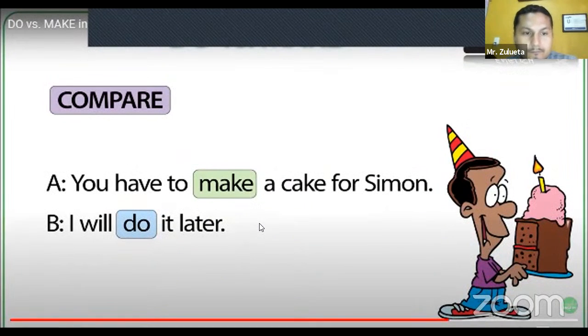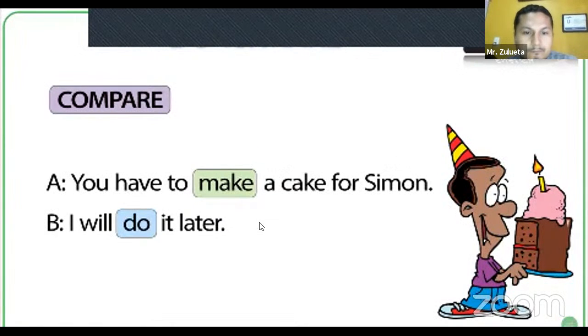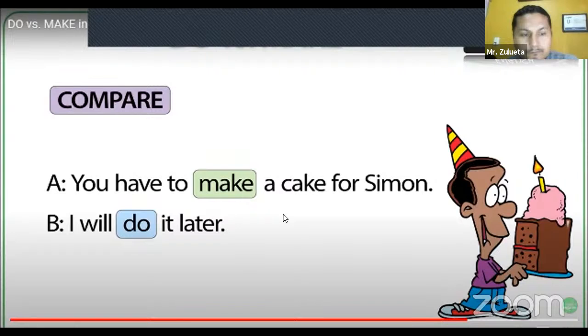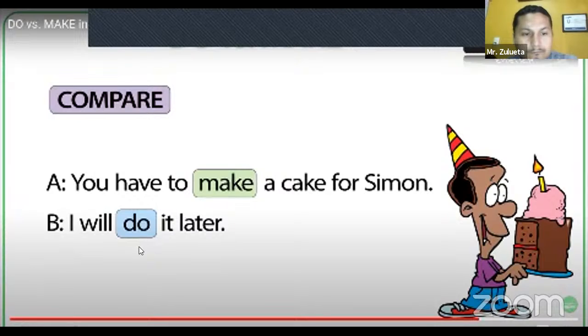Let's compare do and make with this simple dialogue. You have to make a cake for Simon. I will do it later. Why is make used in the first part? We use make when we're talking about food, drink, or meals. Also, you can think of it as the person is creating or building a cake. Now notice how the verb do is used in the response. This is because the meaning is clear, and to avoid saying, I'll make it later, which would sound repetitive.